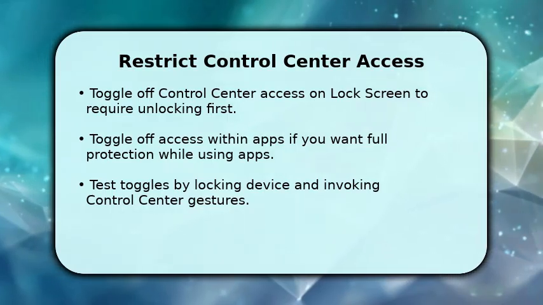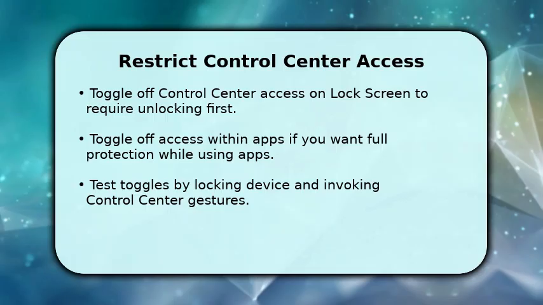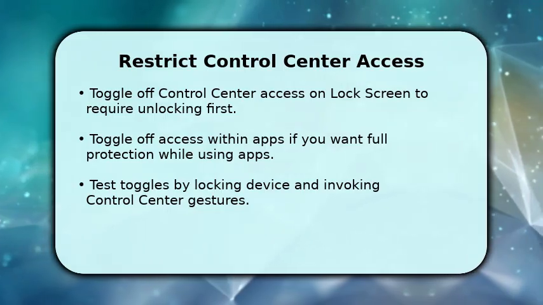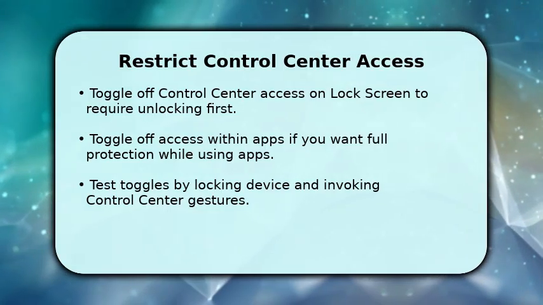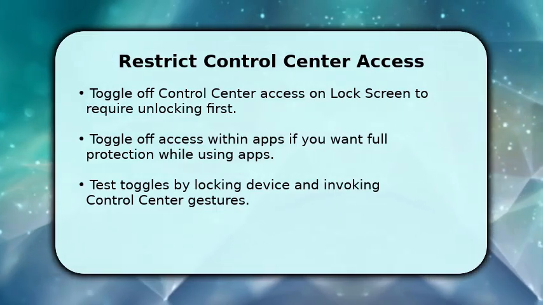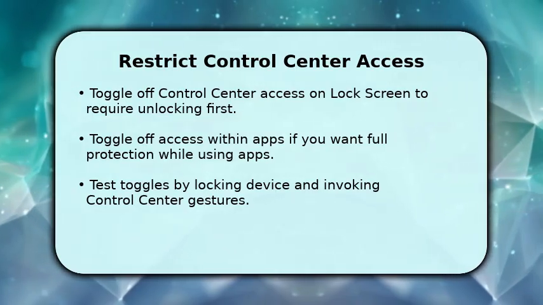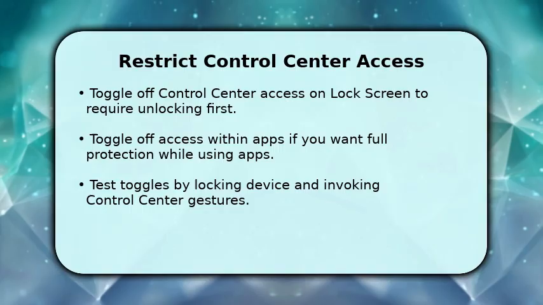If you want stricter control, also disable access within apps. This prevents accidental or malicious swipes while using apps. Make sure to save or exit settings so the change applies. Now lock the device and perform the swipe gesture. You should see the Control Center blocked unless you authenticate, which confirms the restriction is active.